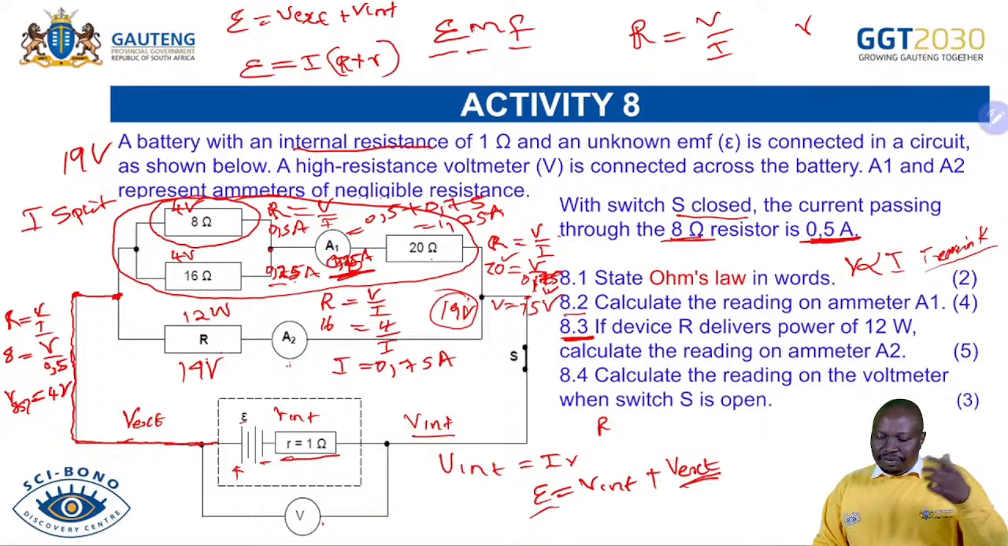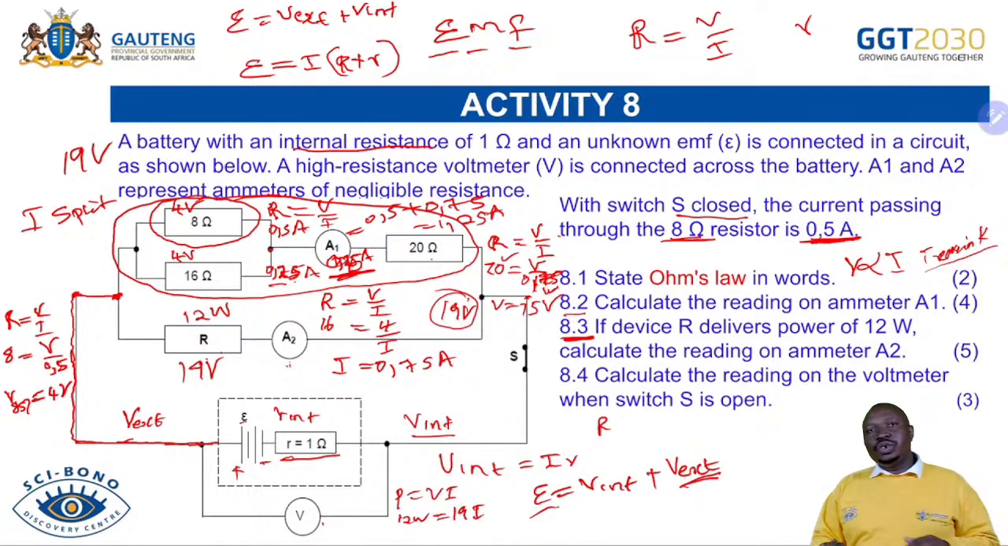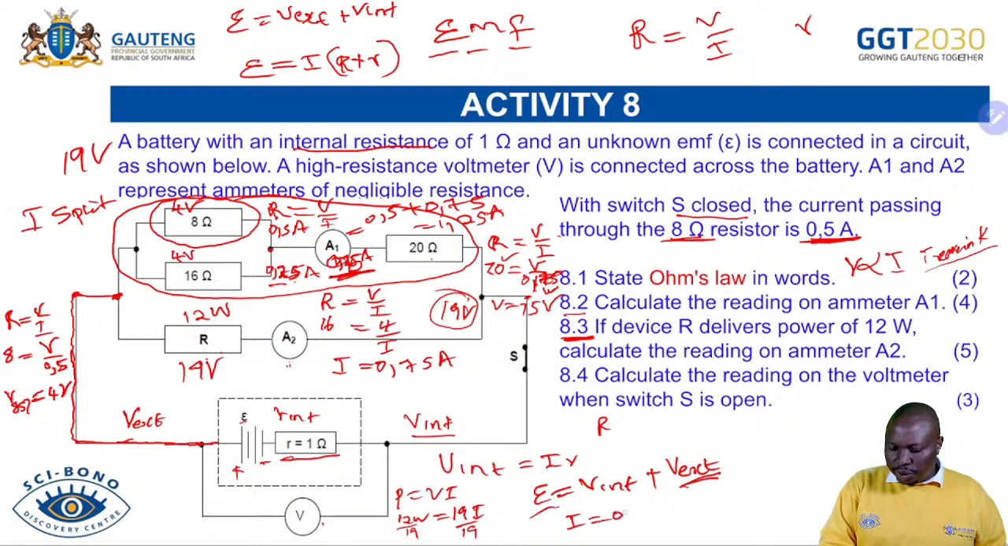So the first 3 marks, obviously, you will have to find the 19 volts. And after finding the 19 volts, you go to choose the power equation, which is P equals VI. And they said power is 12 watts across that one. And V, we got it is 19, so it's 19I. All you have to do is divide both sides by 19. And if you divide 12 by 19, you will get your I, which is your current, which will be your 0.63 amperes.